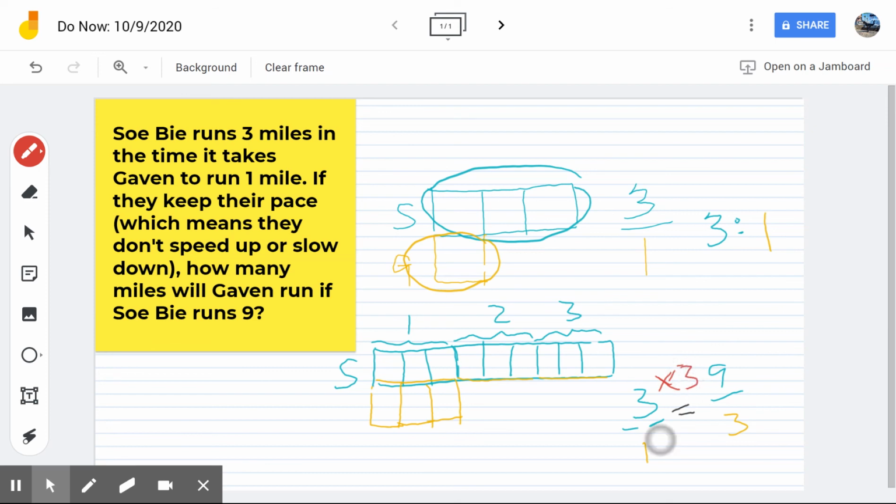I have to multiply both of them by the same factor because the equal sign tells me that I have to maintain equality. 1 times 3 makes 3. So when Sobai runs 9, Gavin runs 3. And we have it down here. And that's about it for this one.